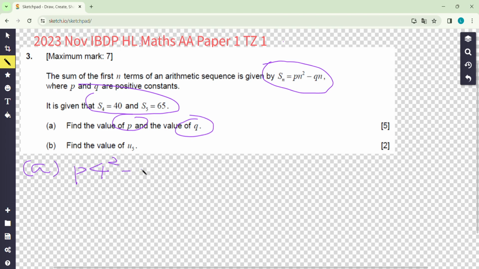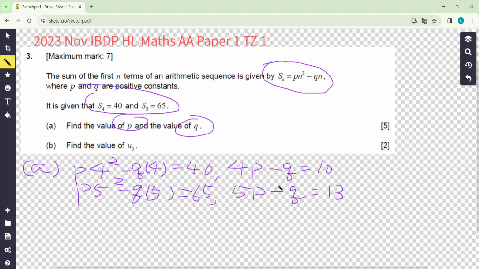P4 squared minus Q4 equals 40. So do some simplification first, okay. So 4p minus q equals 10. And then the next one is S5, okay. So p5 squared minus q5 equals 65. Also simplify first, okay, make it easier. So 5p minus q equals 13.